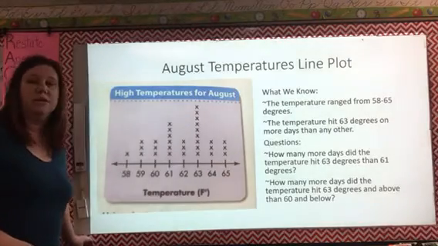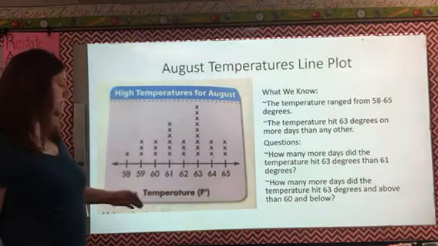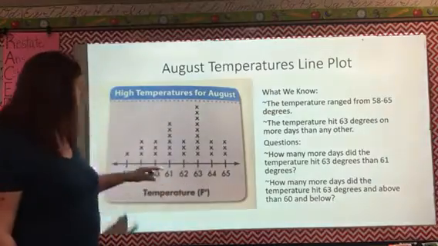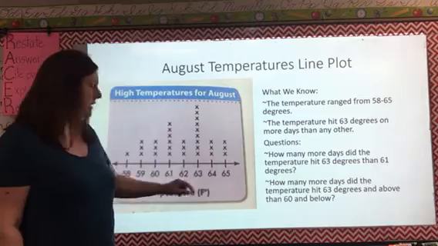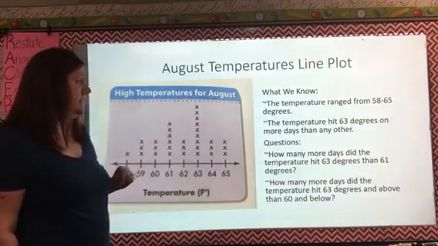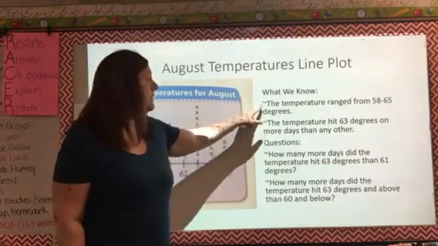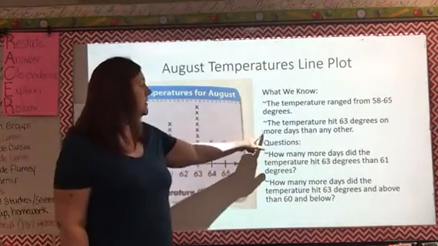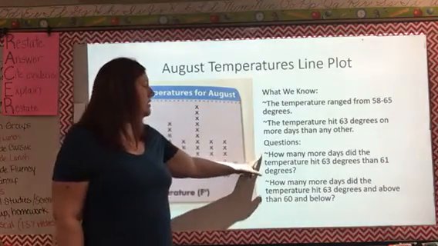All right, so this is also a line plot. It shows the August temperatures, okay, and it's set up the same way. The temperatures ranged from 58 to 65, and it shows the number of days that it got to each of those temperatures. Look at 63. It hit 63 a lot of different days, didn't it? Okay, so what do we know? The temperature ranged from 58 to 65 degrees. The temperature hit 63 degrees on more days than any other. Okay, now let's try some questions.